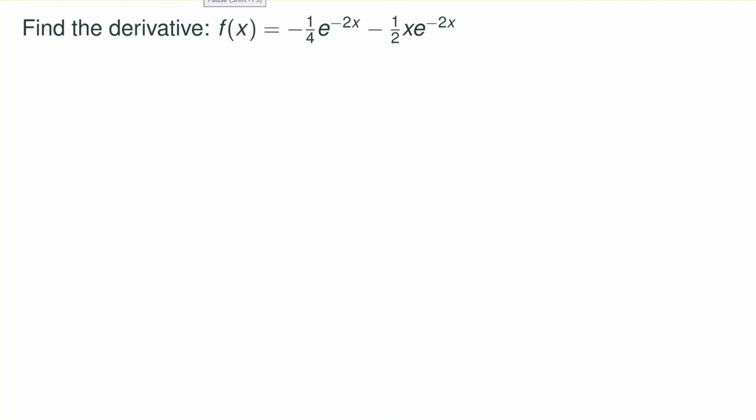Find the derivative of negative 1 over 4 e to negative 2x minus 1 over 2 x times e to negative 2x power. So here, for this one, we're going to have to use chain rule when we find the derivative. But here we have to use product rule because we have two functions to multiply, x and e to negative 2x. So let's take the derivative.